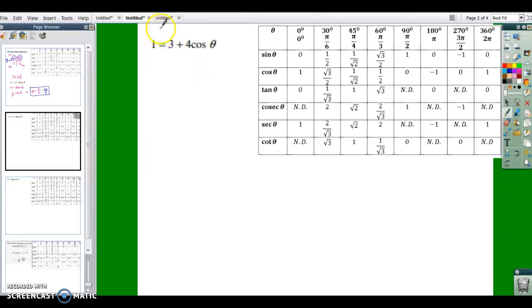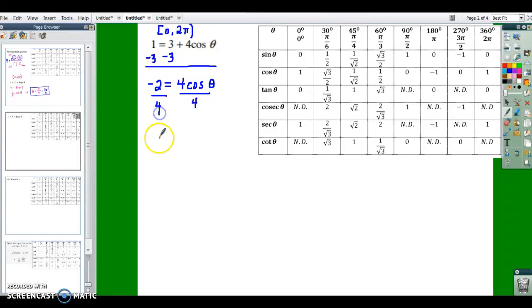Okay. So again, we're going from 0 to 2 pi. And we've got 1 equals 3 plus 4 cosine theta. So again, I'm just going to solve this for cosine theta. I'm going to subtract 3 from both sides. So I end up with a negative 2 is equal to 4 cosine theta, and if I divide both sides by 4, I get cosine theta is negative 1/2.